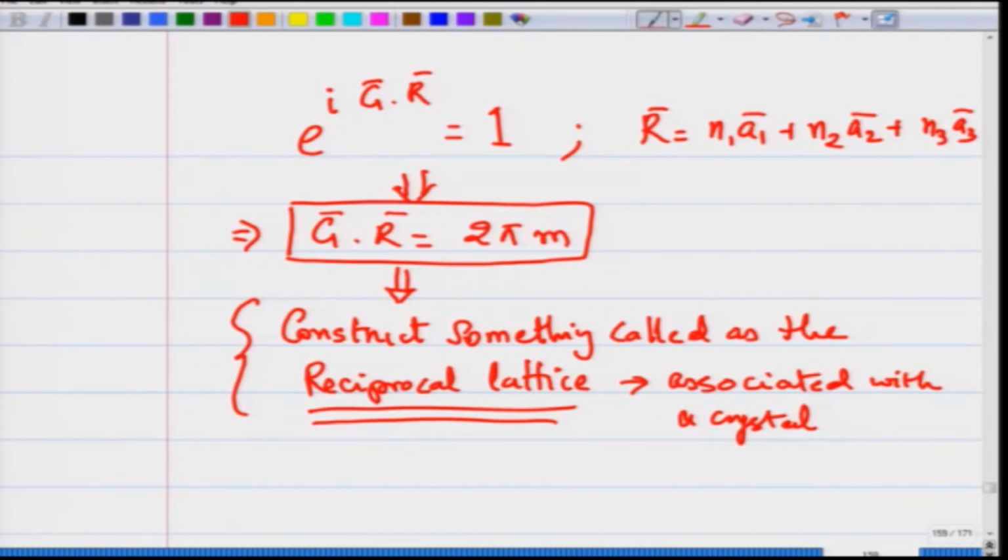Using this vector G, we have got a condition on this vector G. R is the translation vector which is written in terms of the fundamental translation vectors of the lattice, and using this expression we will construct something called a reciprocal lattice which will satisfy this expression, and it will be important for describing various properties of the crystal. We will find that this reciprocal lattice will be related to the capital K that we had found in the scattering intensity of the electromagnetic wave.